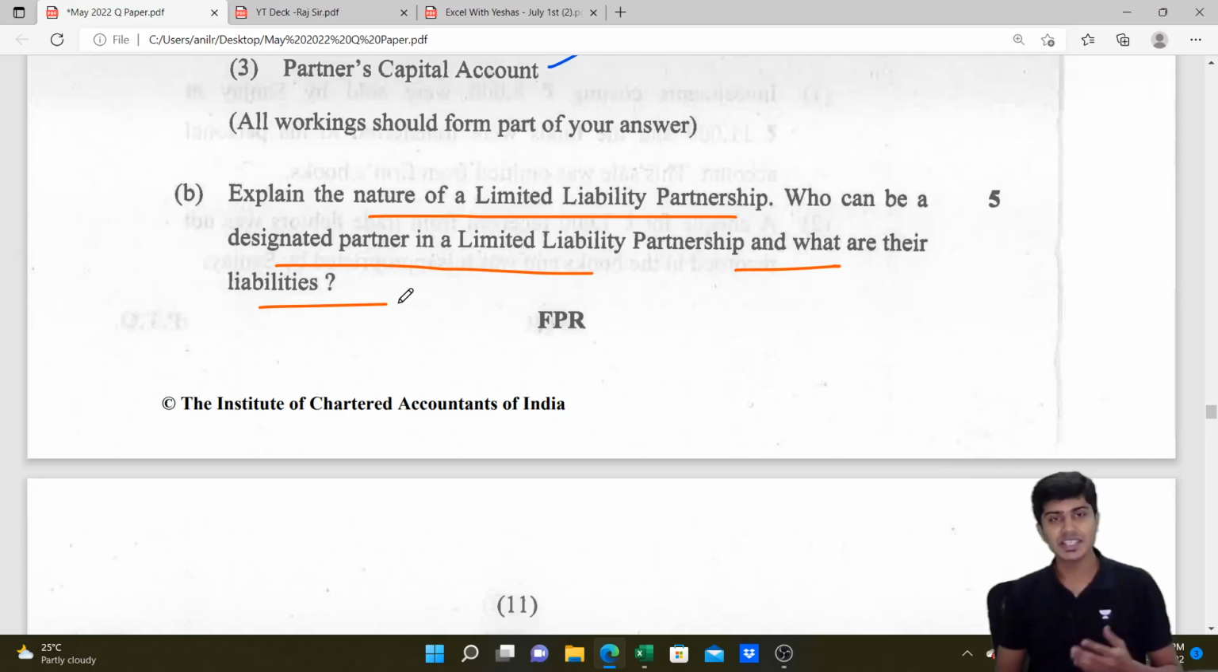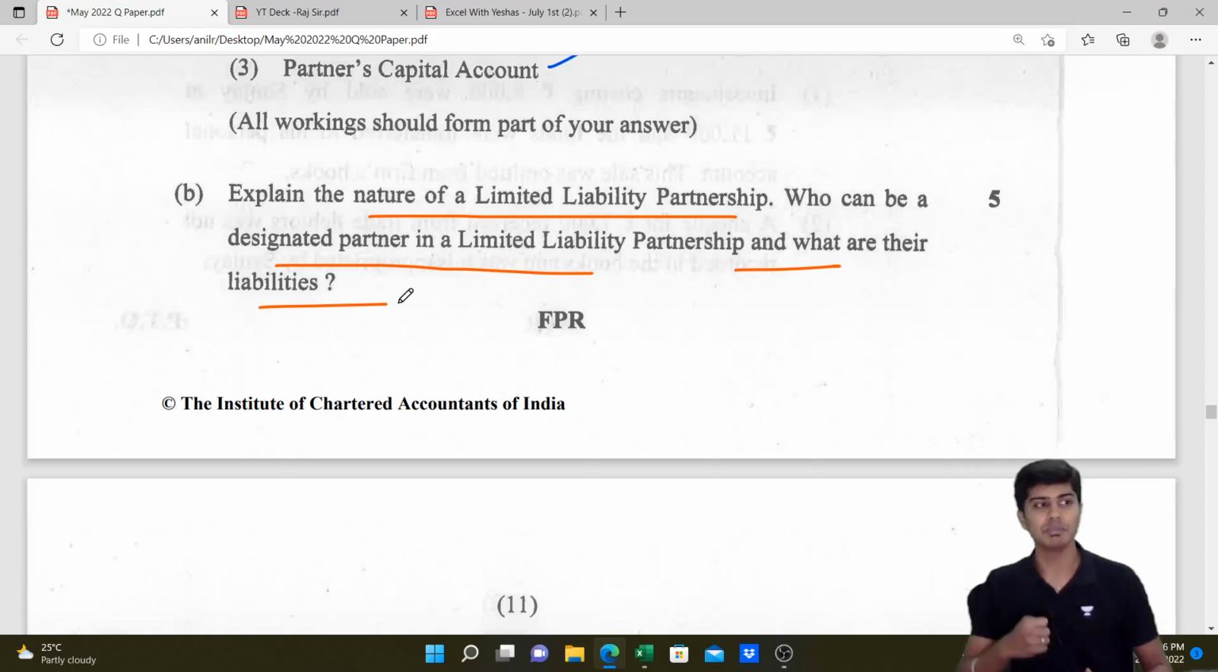And a designated partner is such a partner of an LLP who has been designated to be responsible for maintenance of books, audit of the company, and operations of the company as such. Like the director in the case of a company is the designated partner in the case of a partnership form. And this person should be a resident, and it should not be a body corporate. It should be a natural person. It should be a resident and a person.